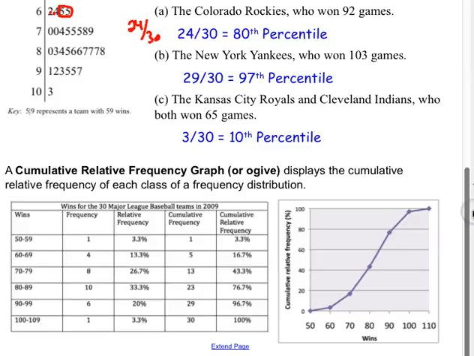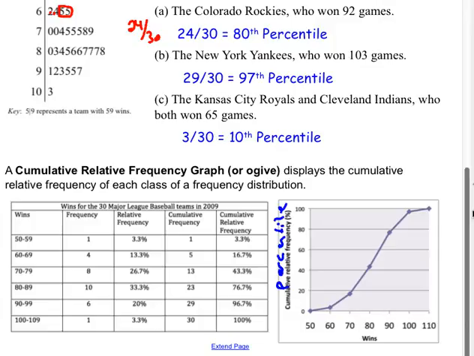All right, a cumulative relative frequency graph. What it does is it displays the cumulative relative frequency of each class in a frequency distribution. Or essentially, it kind of graphs the percentiles. That would be another way to mark this. Sorry, my sideways writing isn't that impressive. But essentially, it marks the percentiles for each data point.